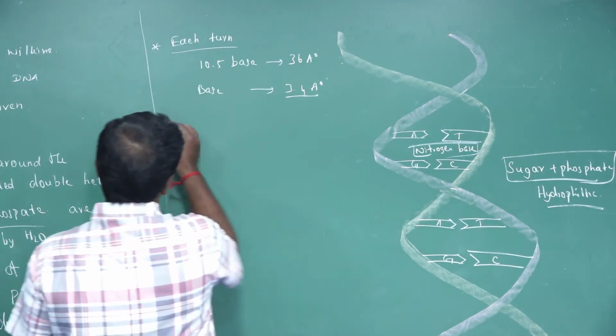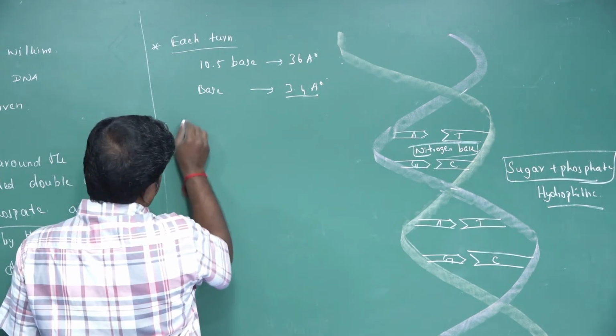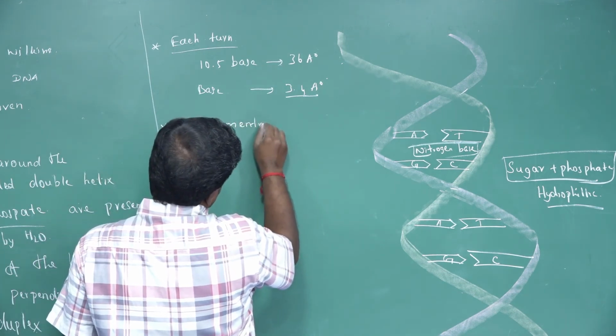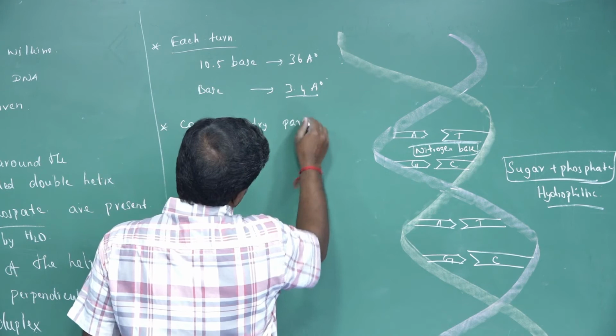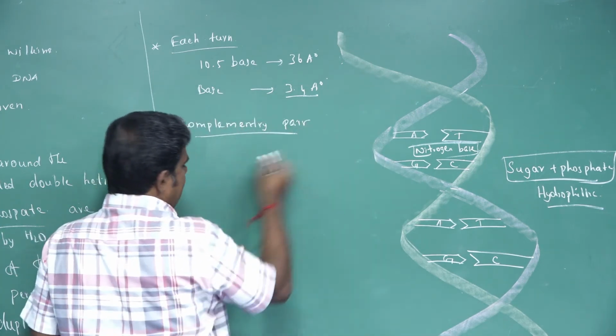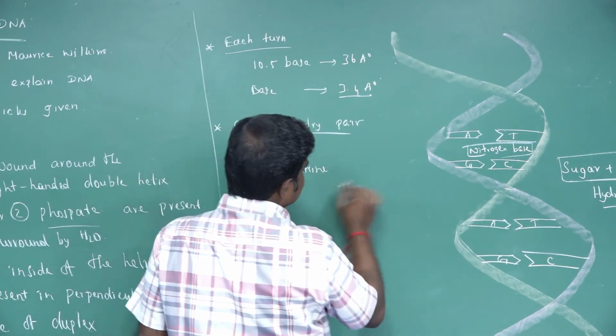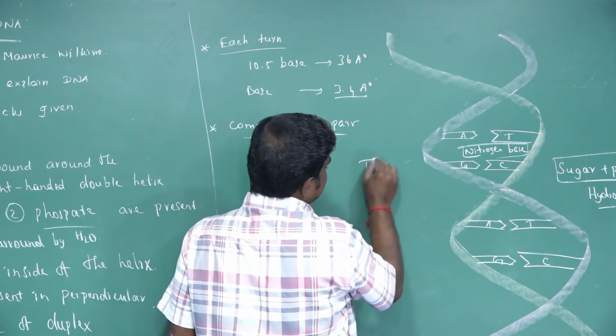Now, we may take the complementary pattern. So, what do we mean by complementary pattern? Here, adenine is always bonded with thymine.